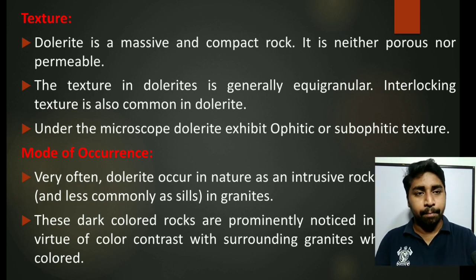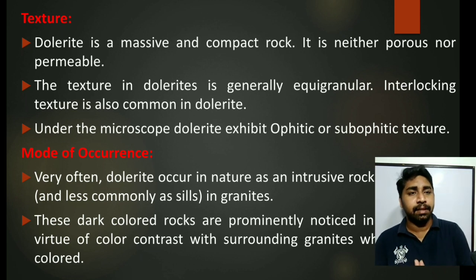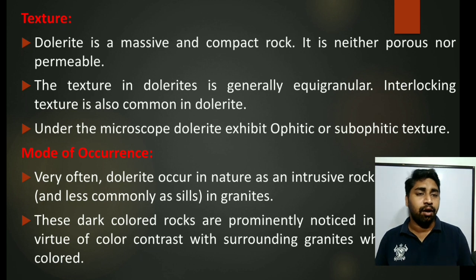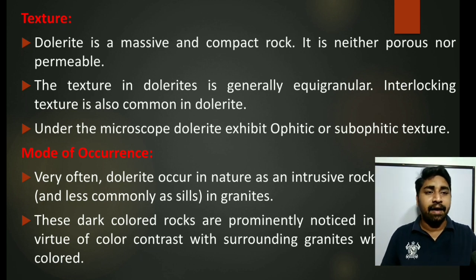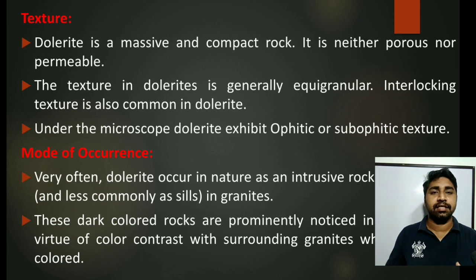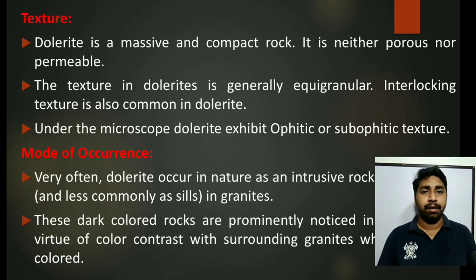When it is compact, the pores between grains will be very few. When there is a small amount of pores, permeability also will be very low. That is why dolerites are massive and compact, and they are neither porous nor permeable.